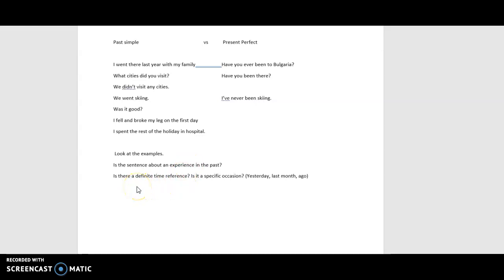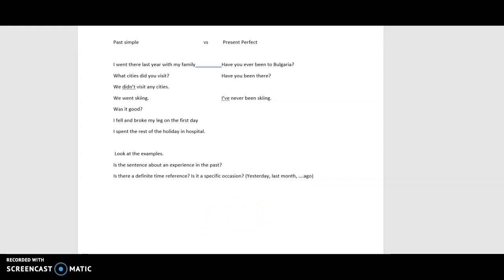The second question we need to ask is, is there a definite time reference? Is it a specific occasion? If there is a definite time reference like yesterday, last month, 2 years ago, yes, sorry, we are going to use the past simple.